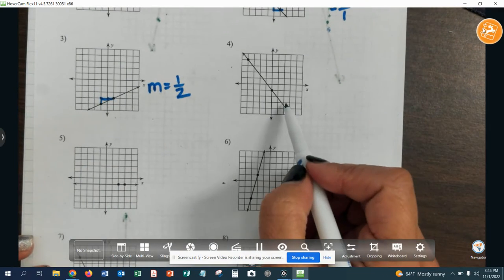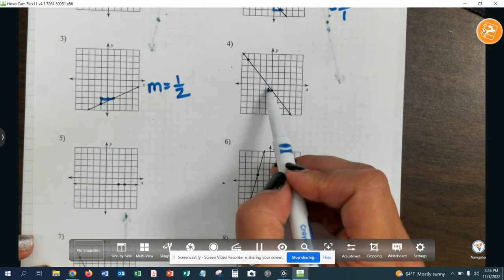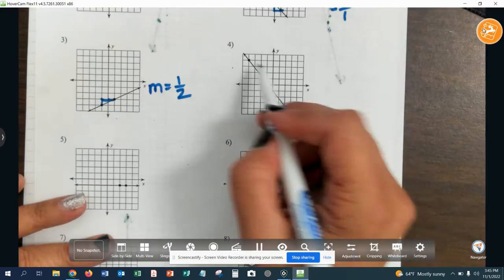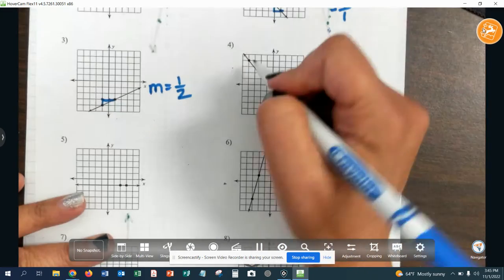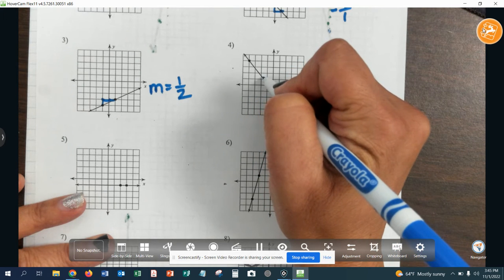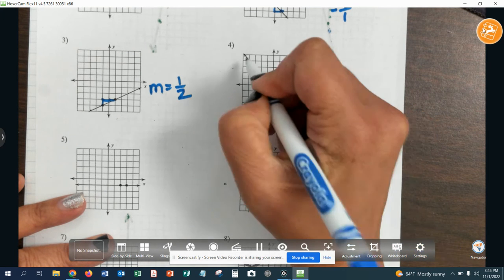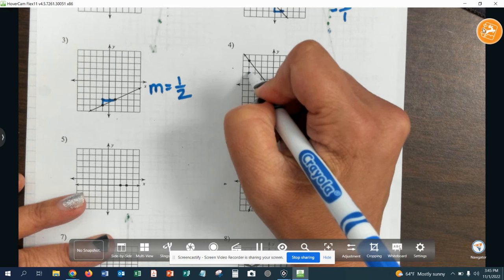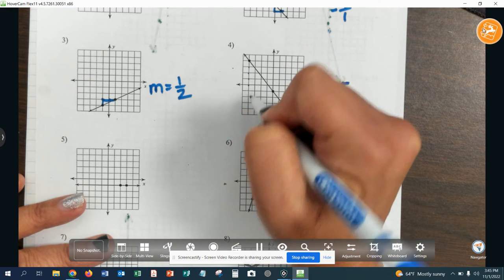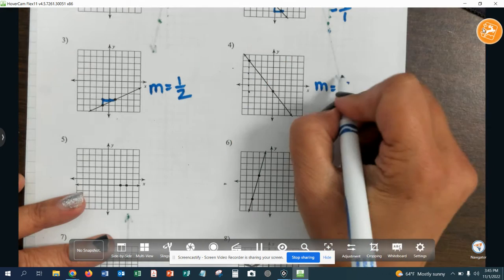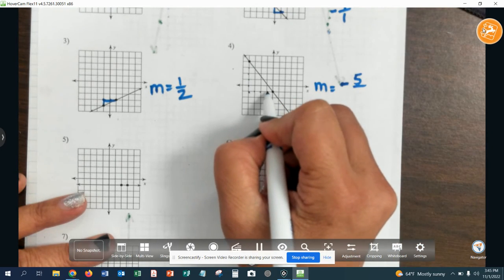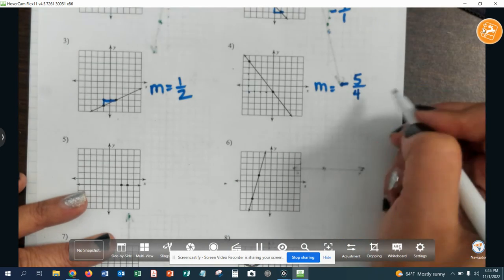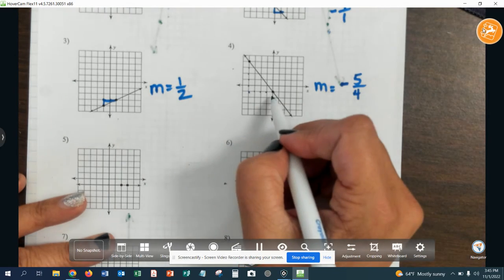Look at this one. It's showing two very different points. And it's a negative slope. So our m is right away going to be negative. So I'm going to just look if it crosses any other line. So it doesn't. So we're going to count down 1, 2, 3, 4, 5. So our top part is 5. And then over 1, 2, 3, 4, 5 fourths. So we're going down 5 and over 4 to get that one.